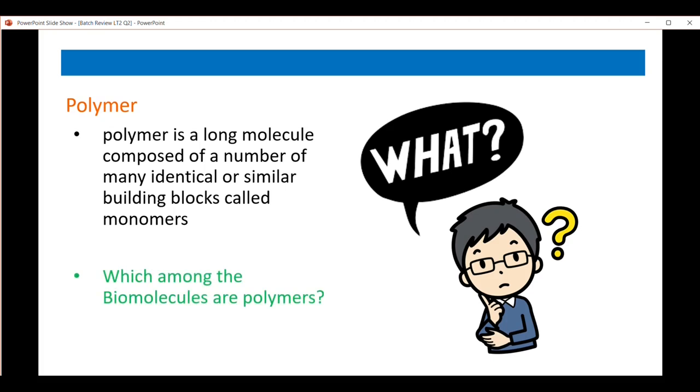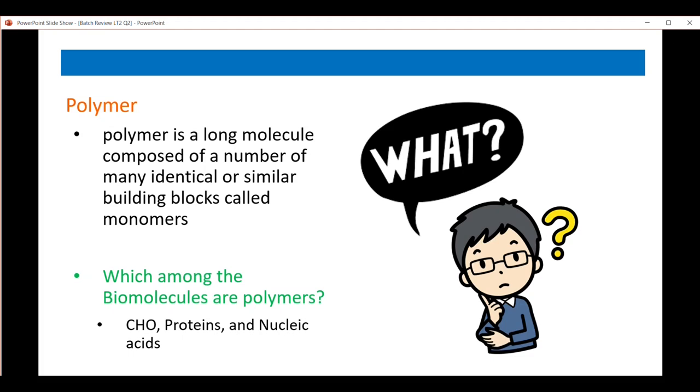Which among the biomolecules are polymers? You have to remember three. The first one is carbohydrates, another is protein, and the other one is nucleic acid. I think there was a mistake in the PowerPoint in some of our classes, wherein instead of nucleic acid, lipids was written down.